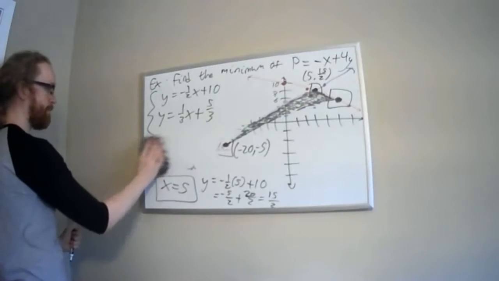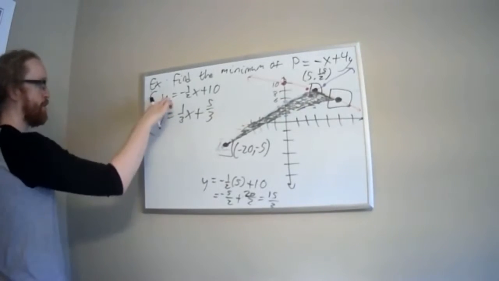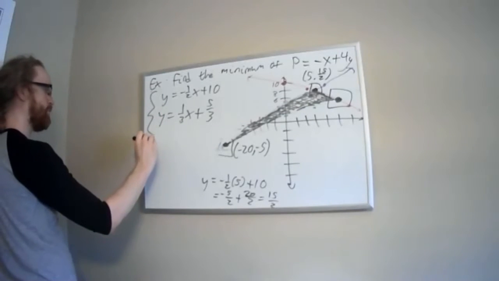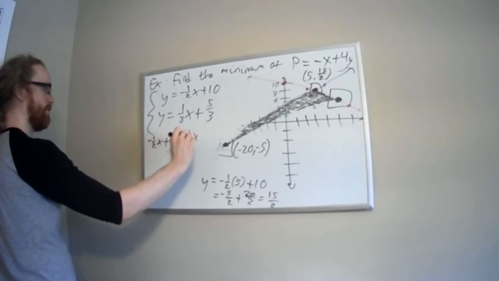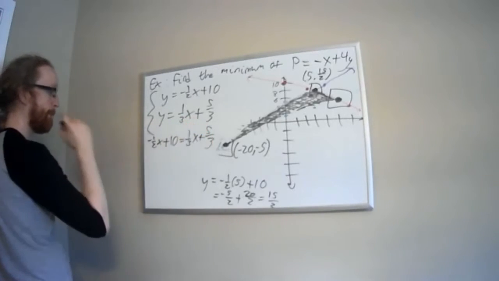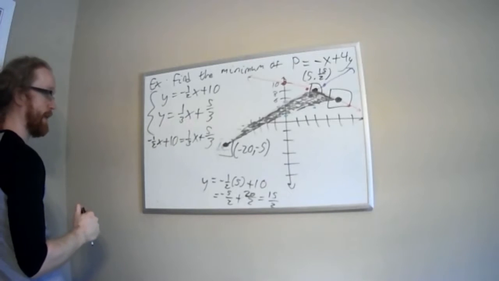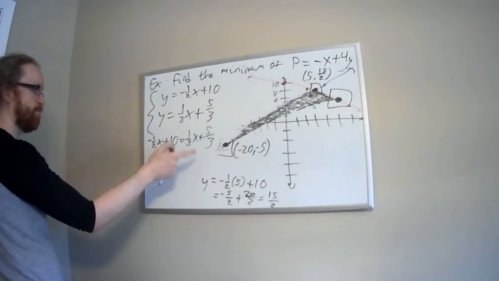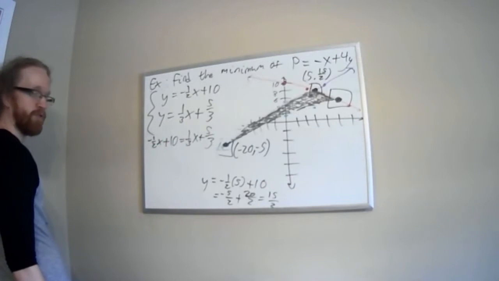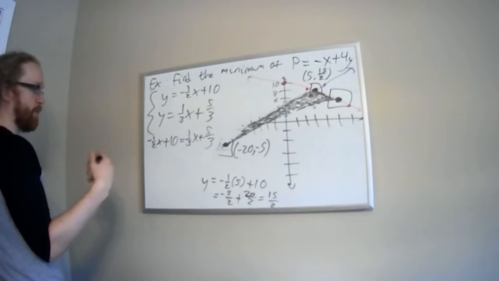And so to do that, we just do the same thing we did. I'm gonna plug this one into here. So I'll get -1/2 x plus 10 equals 1/3 x plus 5/3. And now I just need to solve this for x. And again, I have a denominator of 2 and a denominator of 3 appearing. So I'll multiply the whole thing by 6 just to get rid of both of them at the same time. So multiply both sides by 6.